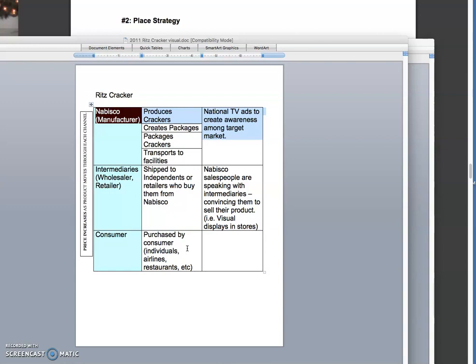And they're sold in a variety of different formats, sizes, and kinds, but they're also sold through hotels, airlines, restaurants, lots of places that offer snacks as options.